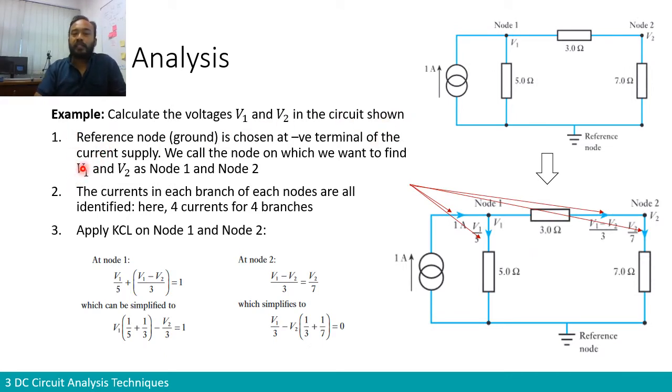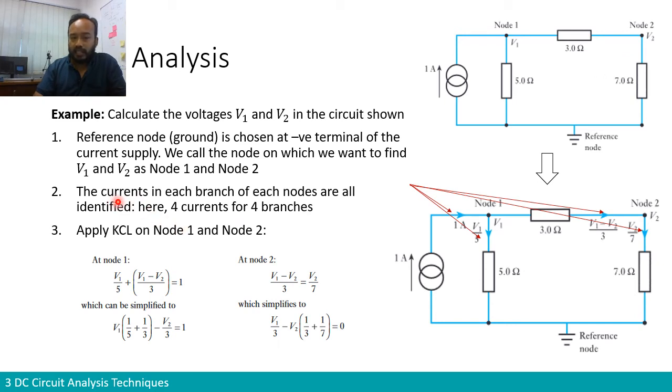The first step, as we mentioned just now, is to assign a reference ground. The voltage that we are calculating here, V1, is the voltage from V1 to the reference node. It is also the voltage across the 5 ohm. Therefore, voltage number 2 is the voltage from node 2 to the ground, so it's also the voltage across the 7 ohm. Okay, right? So we now have the ground, and we call this node node 1 at the voltage V1, and this node node 2.